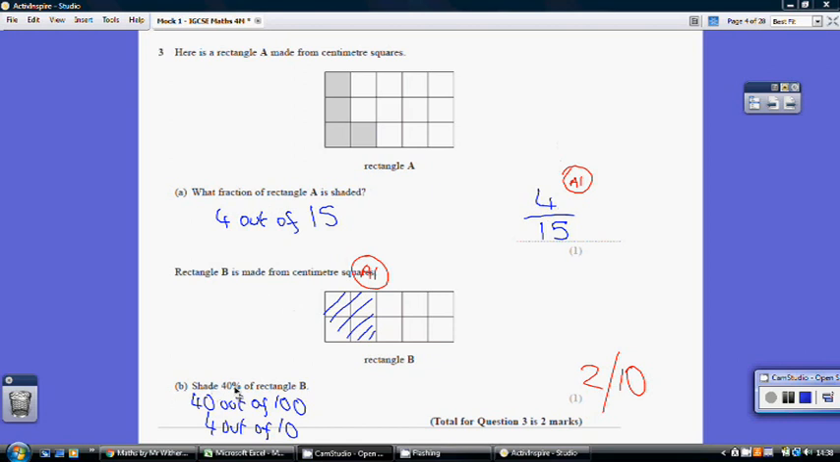So part B, shade 40% of rectangle B. Well, 40% is 40 out of 100, which is 4 out of 10. There are 10 squares here, so we need to shade 4 of them.